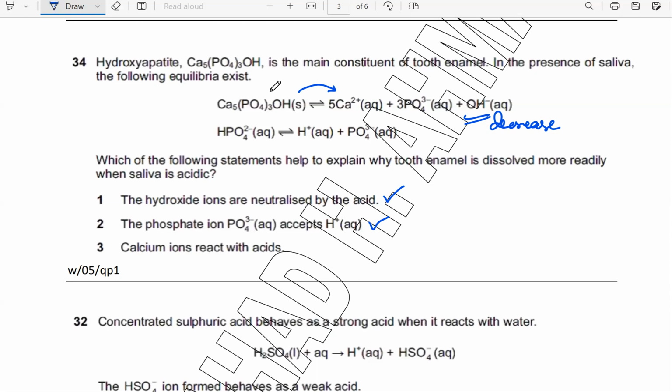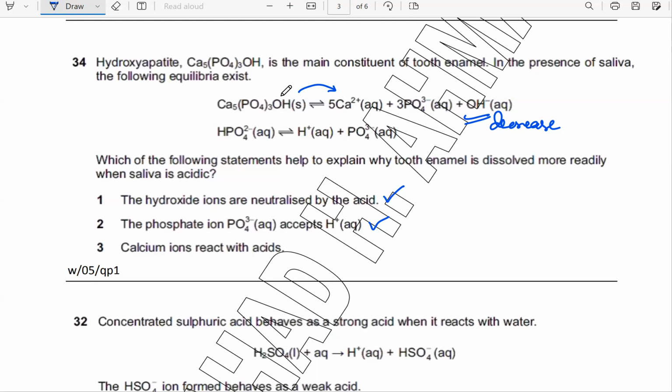Any idea? So for the second reaction, it would shift backwards. Yeah. So how does the second reaction affect the first reaction? Like how does it make tooth enamel dissolve?